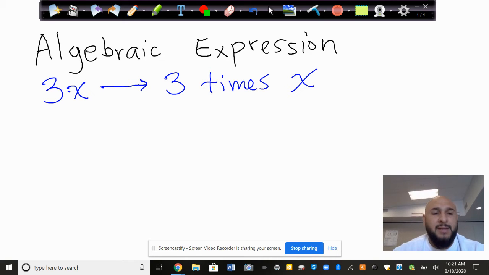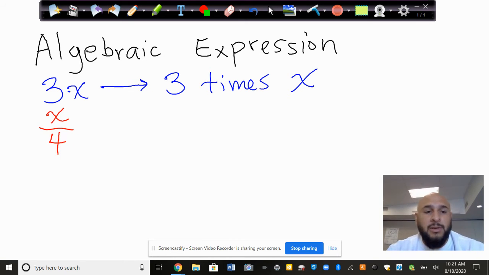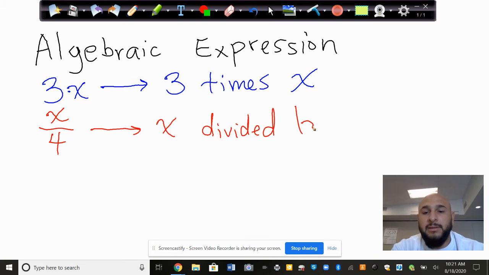The next one you might see is, let's say we had the variable x in fraction form over 4. Anytime you see a fraction, this fraction bar here in the center, that actually means division. So the way you would translate this, it is basically x divided by 4. Okay, you are dividing x by 4 there.